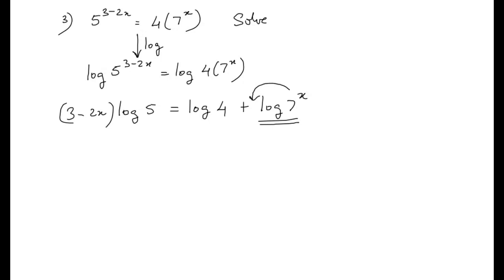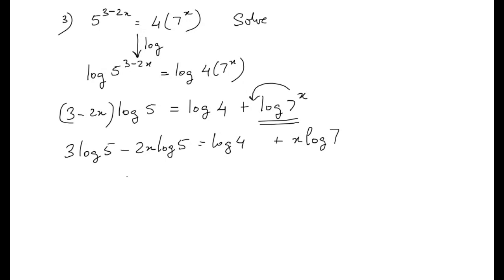And on this side I'm going to expand it. So log 5 is going to be multiplied into 3 and separately into minus 2x. So 3 log 5 minus 2x log 5 is equal to log 4 plus x log 7. Okay, so keeping in mind that we are trying to find the value of x, we now have x in two terms. We can gather those two terms on one side of the equation, everything else on the other side, and then try to make x the subject.